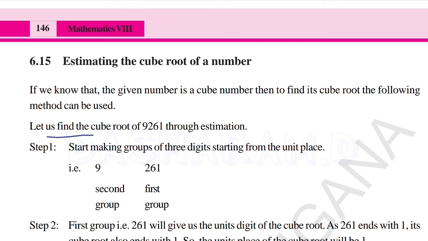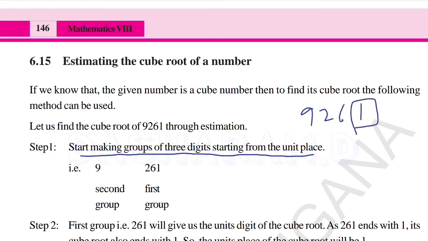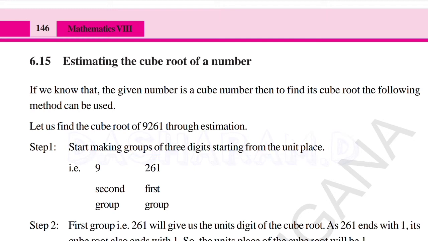So let us find the cube root of 9261 through estimation. Step 1. Start making groups of 3 digits starting from the unit place. In 9261, the unit place is 1, so we need to make a 3-digit group. That means 261 is one group and the remaining digits are another group. So 261 is the first group, 9 is the second group.